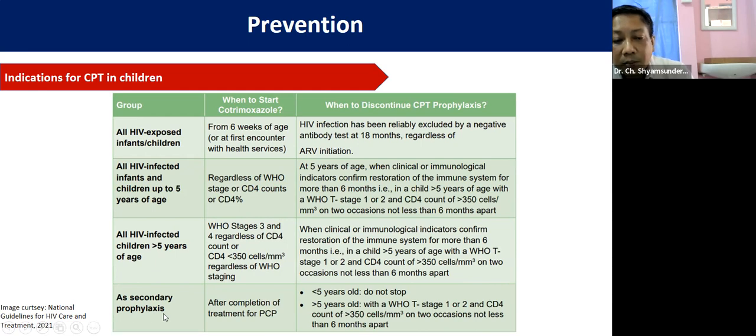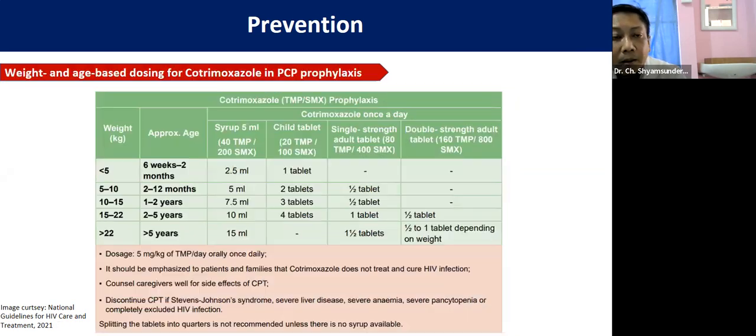Then, as a secondary prophylaxis after completion of treatment for PCP pneumonia, less than 5 years, we do not stop. More than 5 years, when the patient has achieved a WHO stage of 1 or 2 or CD4 count more than 350 cells per cubic mm on 2 occasions, no less than 6 months apart. This is for the prevention of PCP pneumonia. This slide shows the weight and age-based dosing for co-trimoxazole prophylaxis for PCP prophylaxis. This one we will not go into detail.